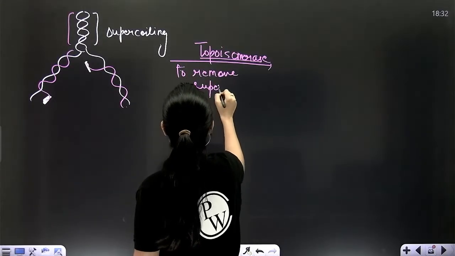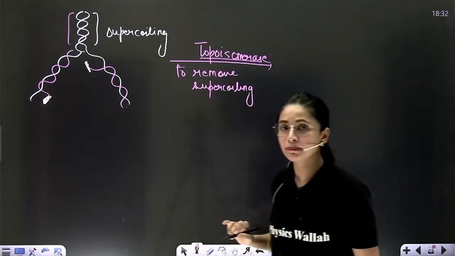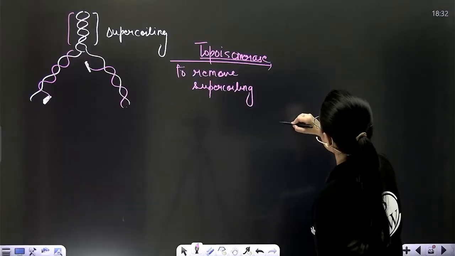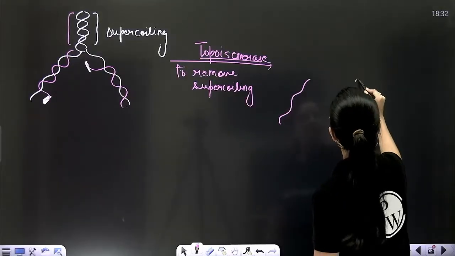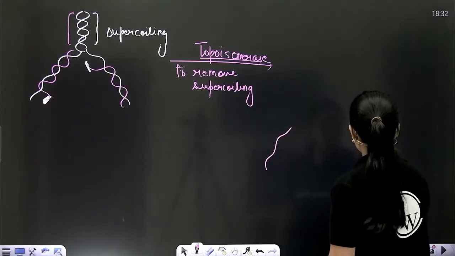Now once the supercoiling will be removed, so what will happen? Now again SSBP will come. Now this is the lower condition. Wait, let me draw it over here so that my hands reach.